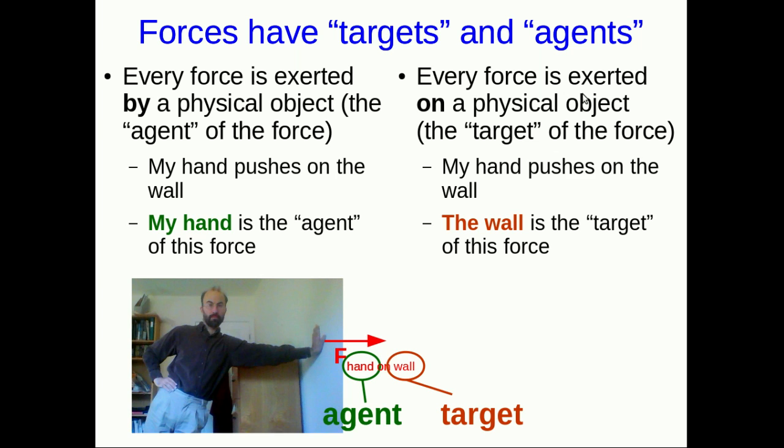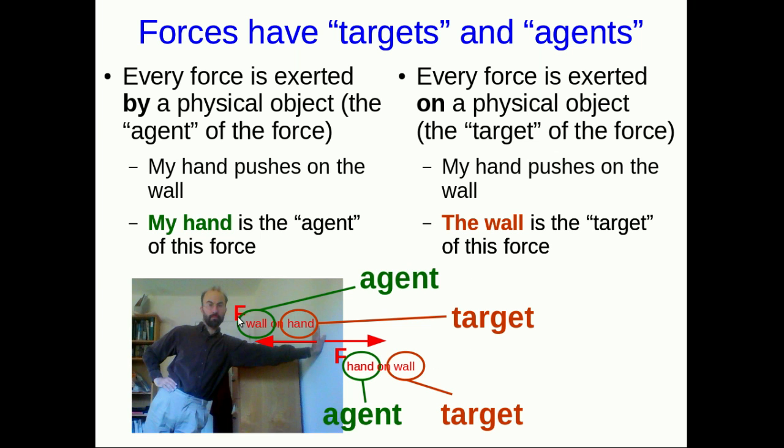Every force is also exerted on some other physical object, and we can call that the target of the force. And I'll just warn you, that's my terminology. That's not normal physics terminology. So again, if my hand pushes on the wall, then the wall is the target of the force. This force is acting on the wall. And similarly, if we think again about the force that the wall exerts back on my hand, now the wall is the agent of that force, and my hand is the target.